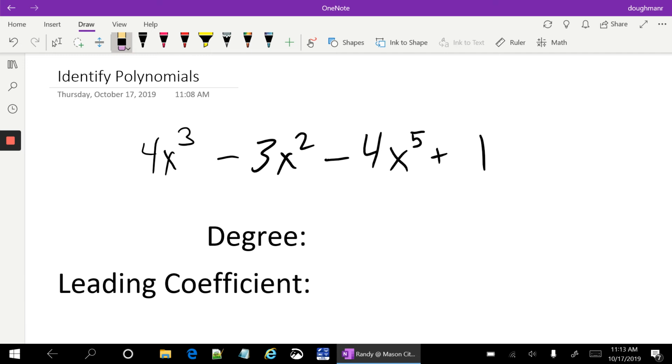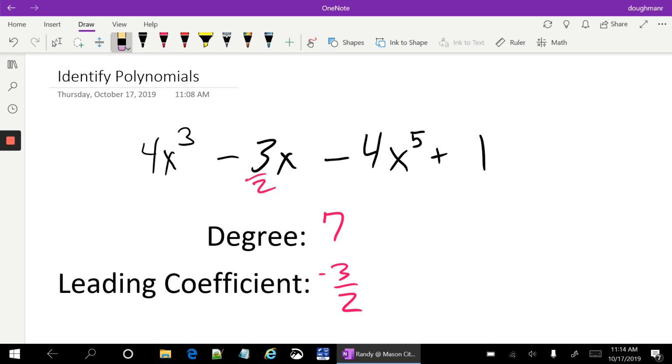Let's get rid of that. Maybe I'll change this to a power of 7, and I'll make this 3/2. So once again, now the degree of the polynomial is 7, and the leading coefficient is negative 3/2.